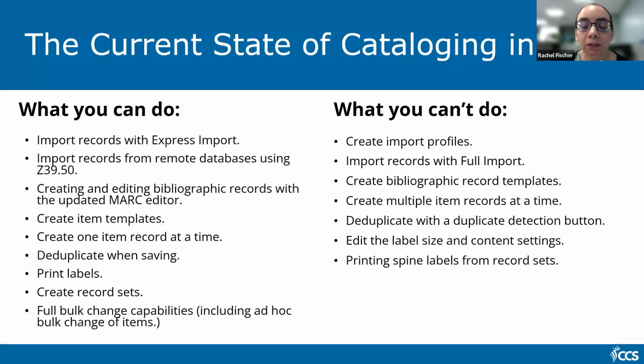Some other new features include the ability to execute ad hoc bulk changes from the Find tool and bibliographic record, as well as add bibliographic records to a record set from a list of ISBNs. There are also some new search settings that I shared in the webinar on searching in Leap. Are there any questions about the current state of Leap yet? Feel free to type it in the chat or unmute yourself.